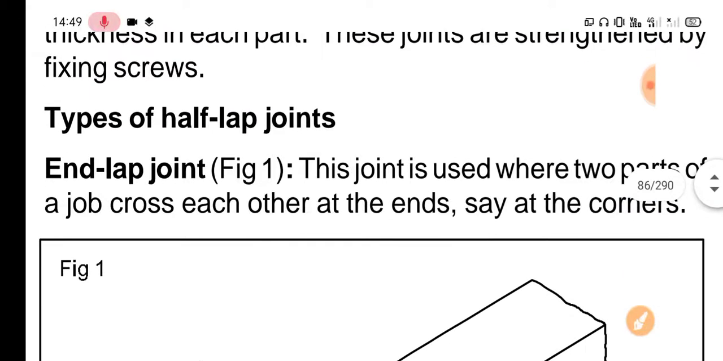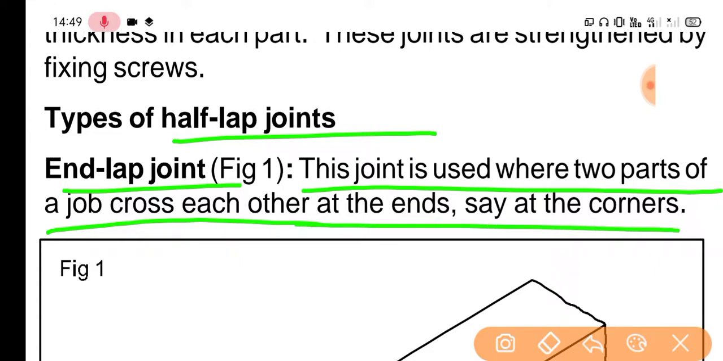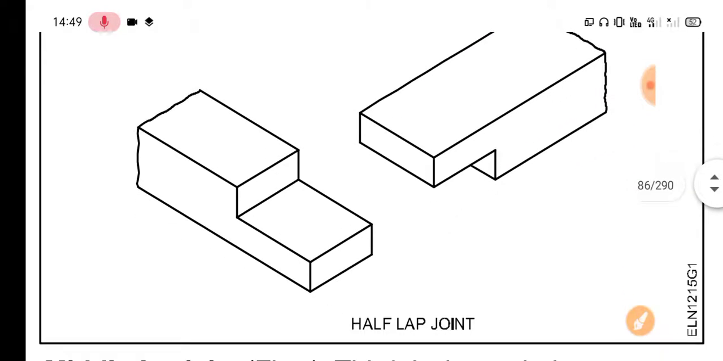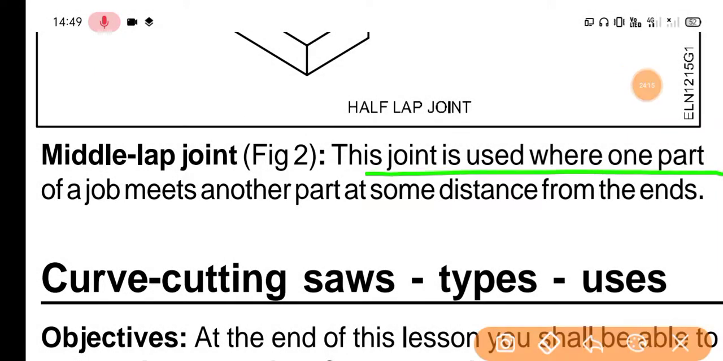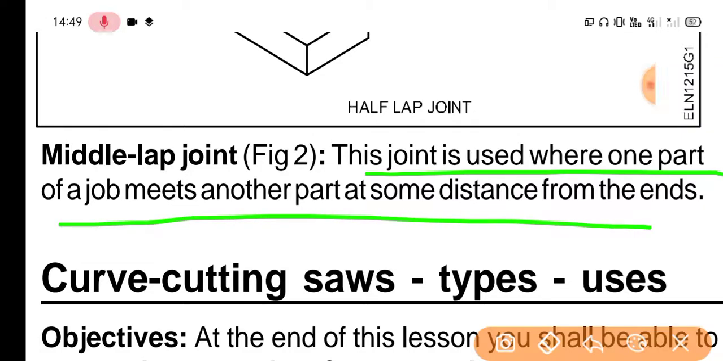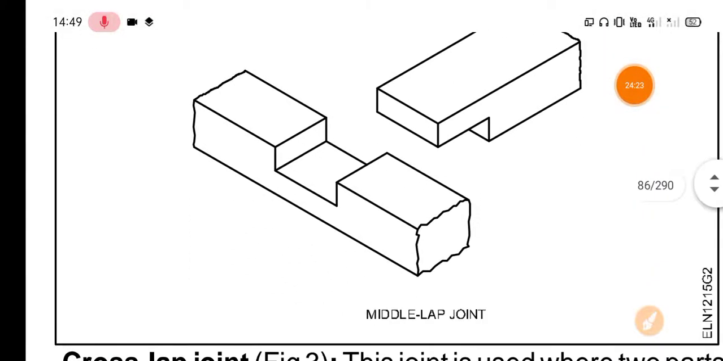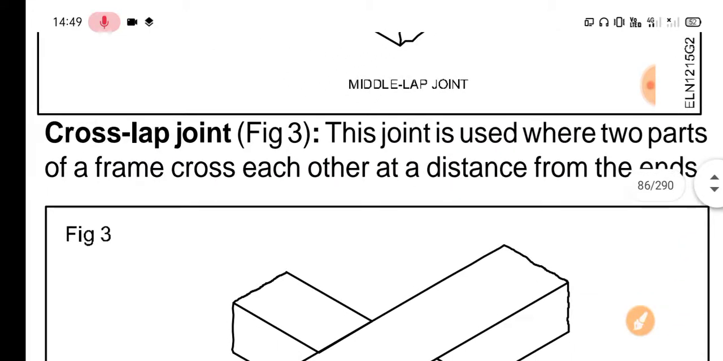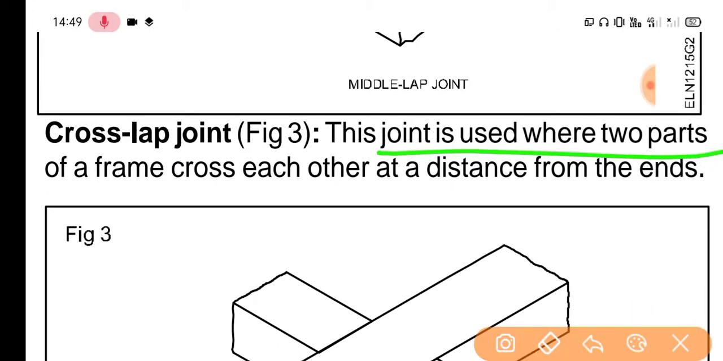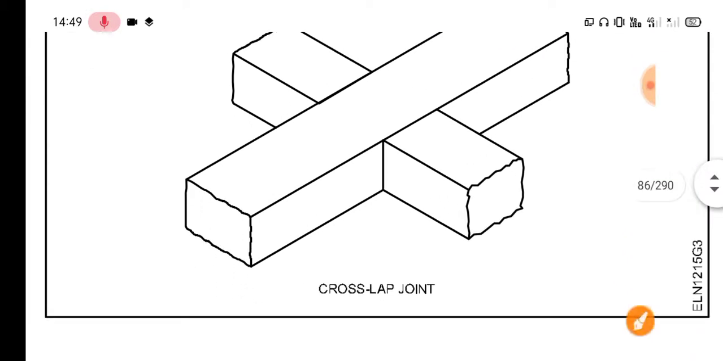Types of half lap joints. End lap joint: this joint is used where two parts of a job cross each other at the ends, say at the corners. This is the end lap joint. Middle lap joint: this joint is used where one part of a job meets another part at some distance from the ends. This is the middle lap joint. And cross lap joint: this joint is used where two parts of a frame cross each other at a distance from the ends. Picture 3, this is the cross lap joint.